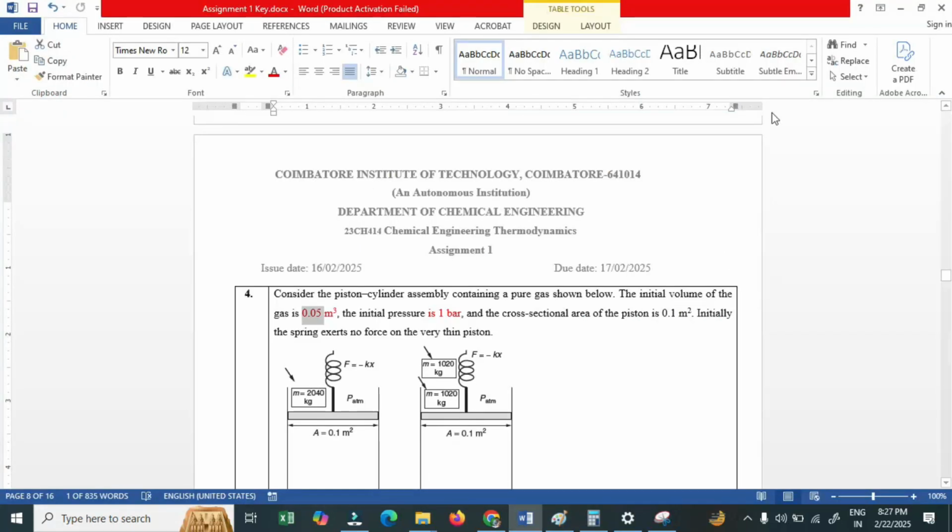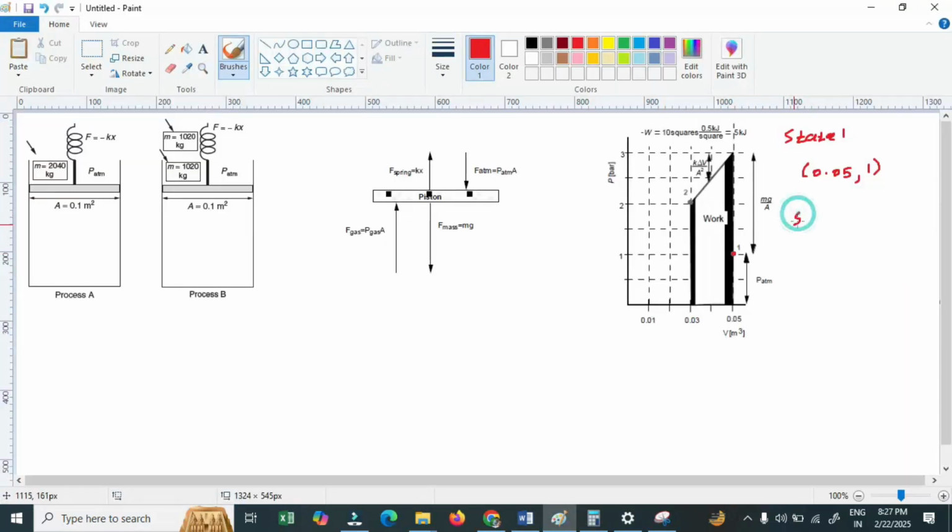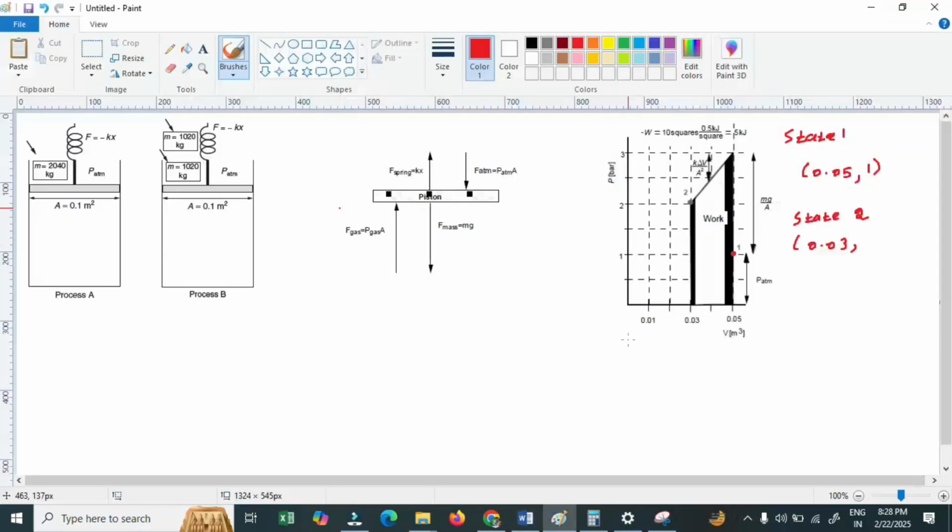Next, let me look at part A. A block of mass m, 2040 kg, is then placed on the piston. The final volume is 0.03 meter cube. Now the state 2: the volume is 0.03 meter cube, and the pressure given is 2 multiplied by 10 power 5 Pascal, which can be expressed as 2 bar. Now I have positioned point 2 also.